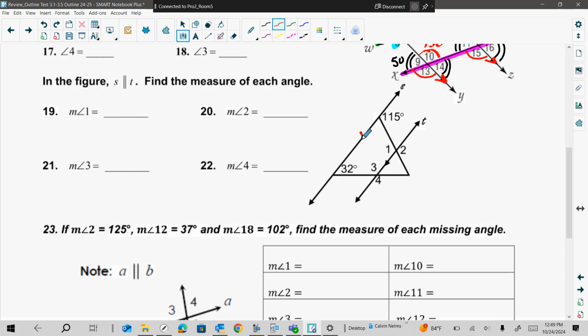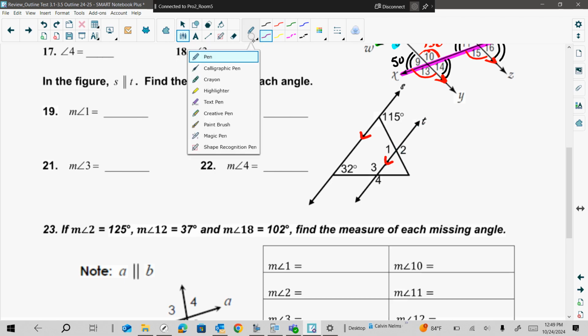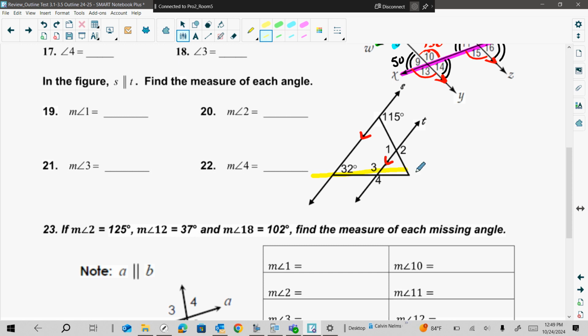Okay, so this same concept is with this example because S and T are the parallel lines. You have two transversals here. This is one transversal using the 32 with angles 3 and 4. And then this is a different transversal using angle 115 with the 1 and 2. So if I know 115 goes with this transversal, what is the measure of angle 1? It is also 115. They're alternate interior angles, which means angle 2 is also 115.